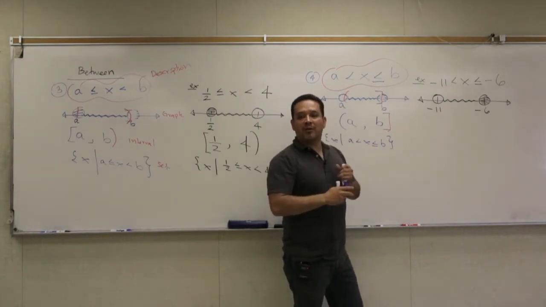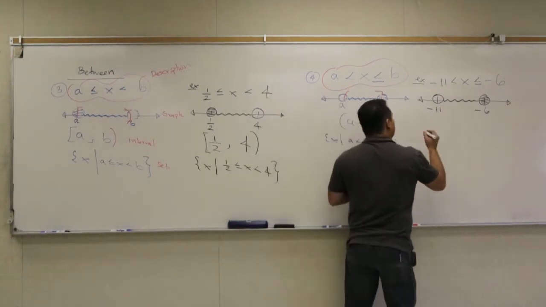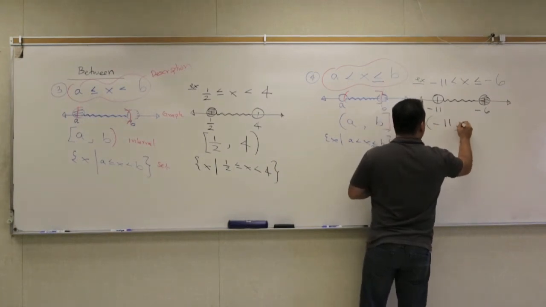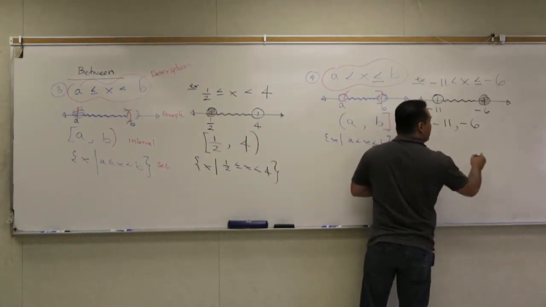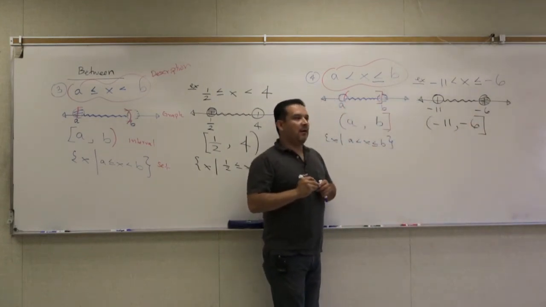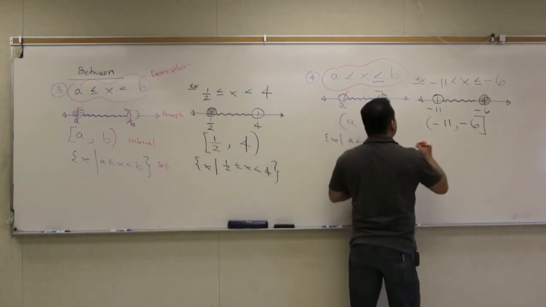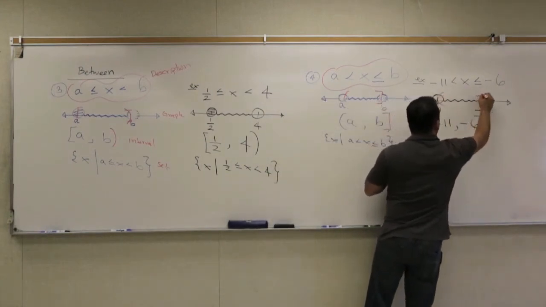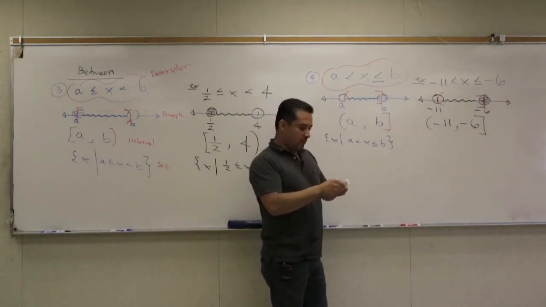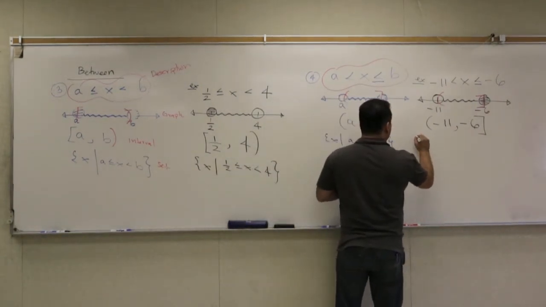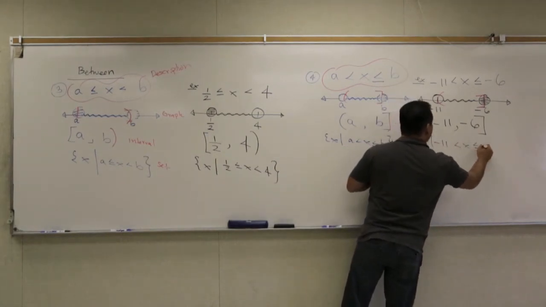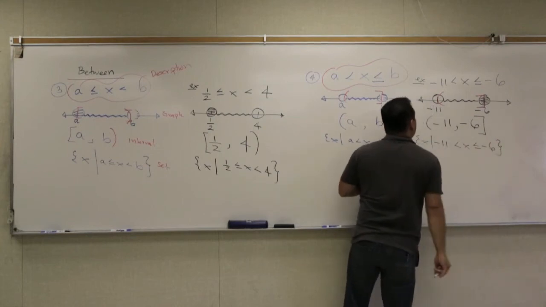What does your interval notation look like? Parentheses, -11, comma, -6, good. And then a what? Square bracket, good. And again, more advanced textbooks will have parentheses and what? Bracket. Set notation: the set of all x such that -11 is less than x, less than or equal to negative what? 6.